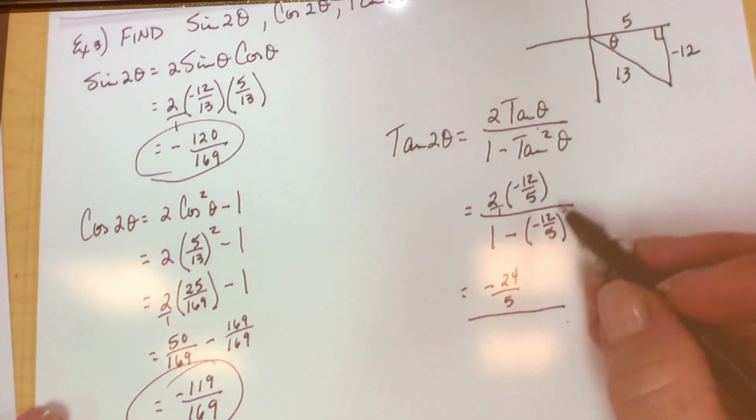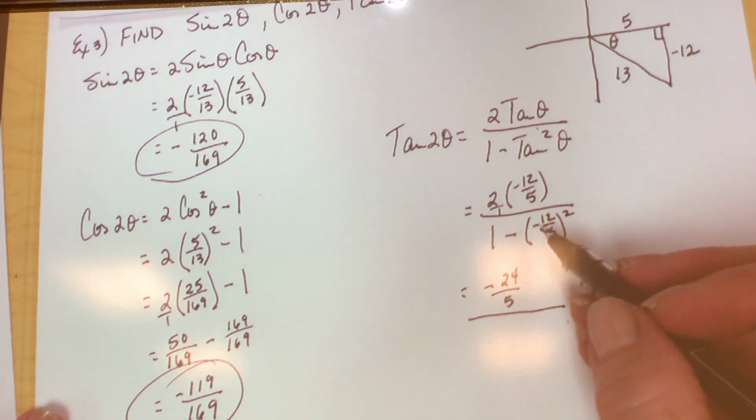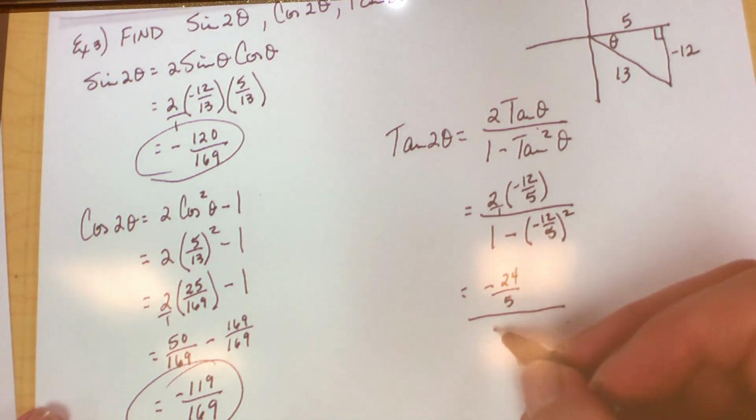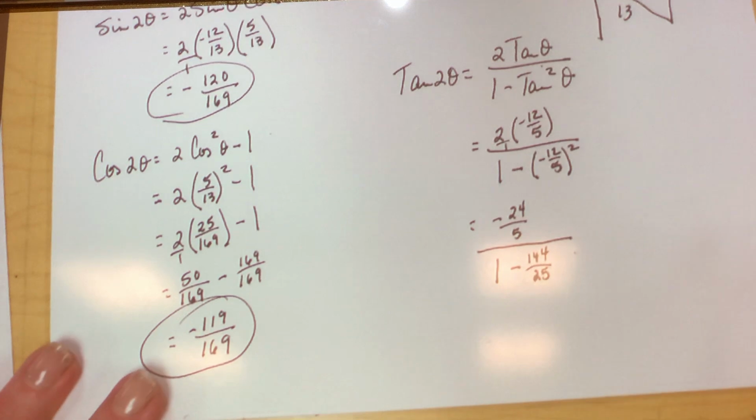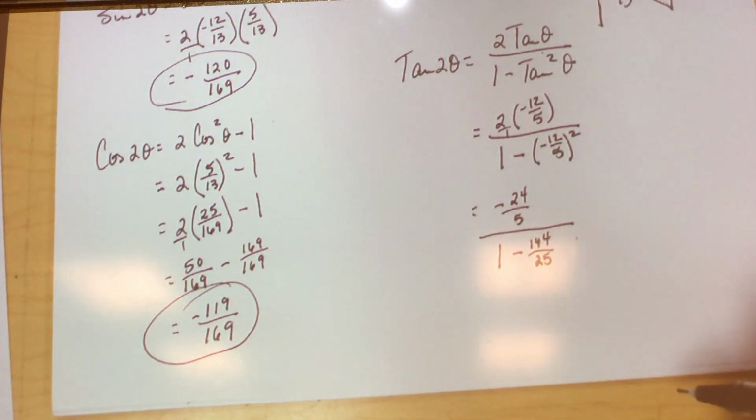Okay, let's square this guy right here. When you square that negative, what is he gonna become? Positive. So that's gonna be 1 minus 12 squared is 144, 5 squared is 25. Are you with me? Can I flip it and multiply?